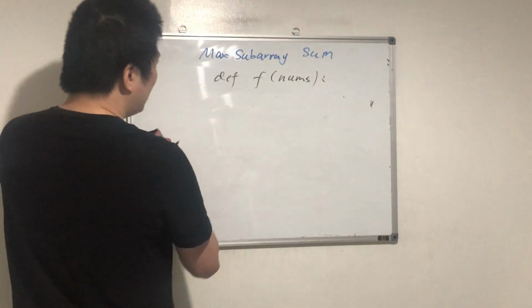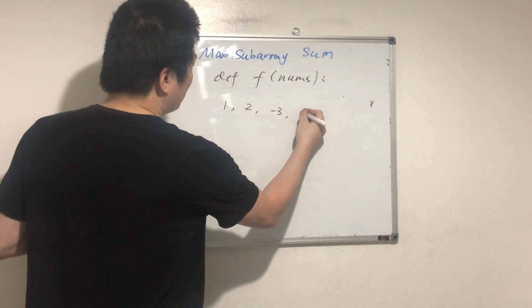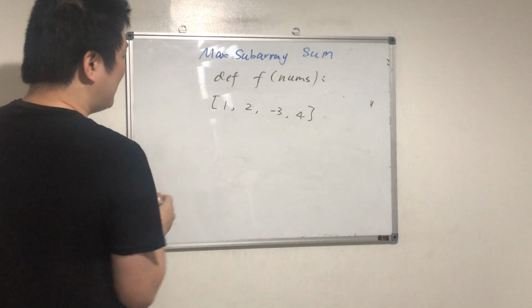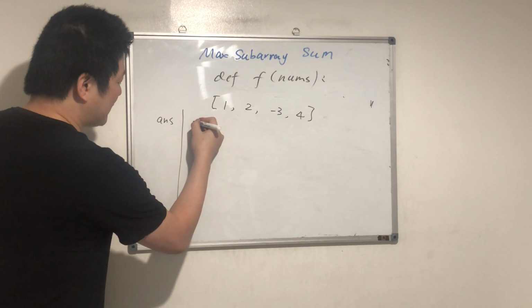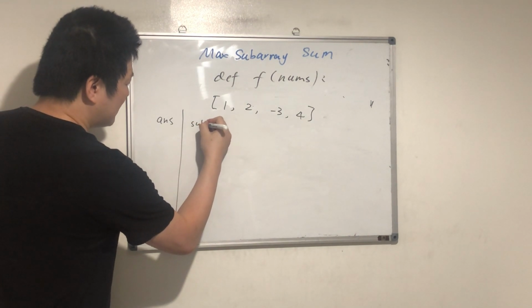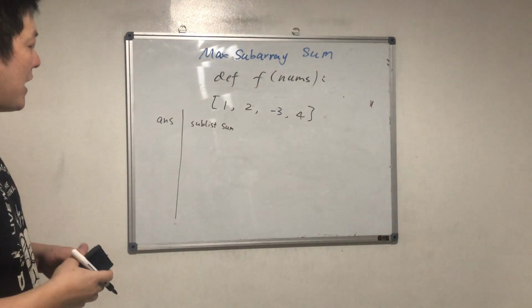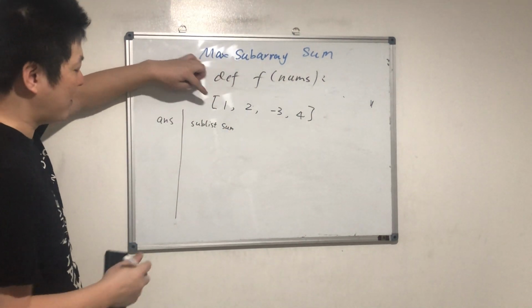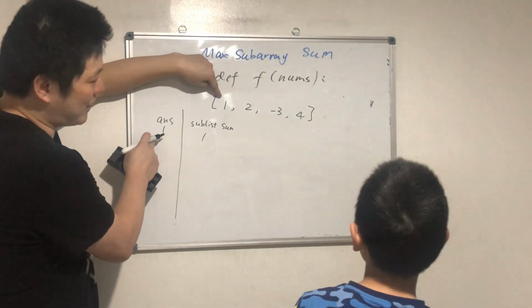So for example, 1, 2, minus 3, 4. Okay, let's just try this. Let's try with the sublist. Let's say there's an answer here, and then the sublist sum. I think it's 4. Okay, let's say we start with 1. Both are 1, yeah? The global answer is 1.